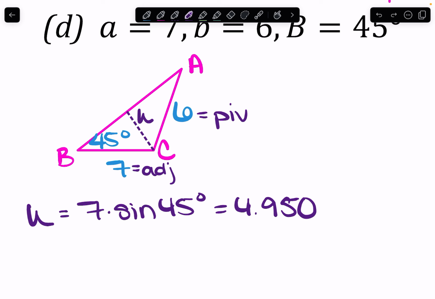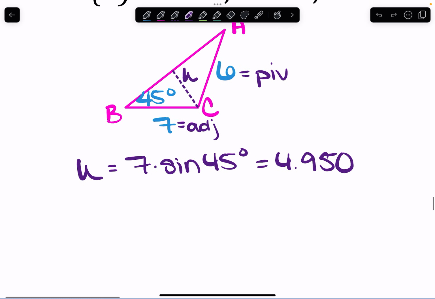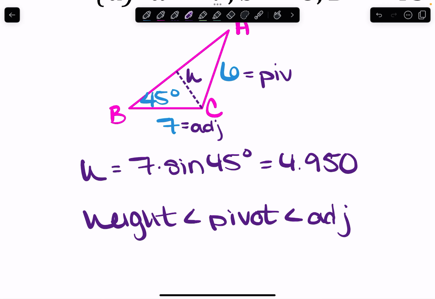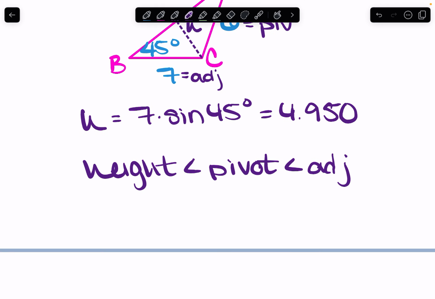All right, so we have our height, 4.9, which looks like the smallest. Then in the middle is our pivot. And then above that is the adjacent. So when the pivot is sandwiched between the height as the smallest and the adjacent as the largest, this is the case that's going to create two triangles, because that pivot side can swing and create an obtuse triangle and an acute triangle. So we have two triangles in this case.